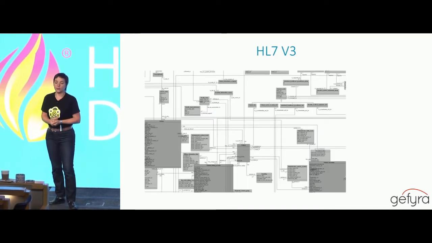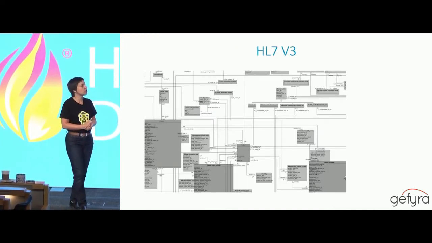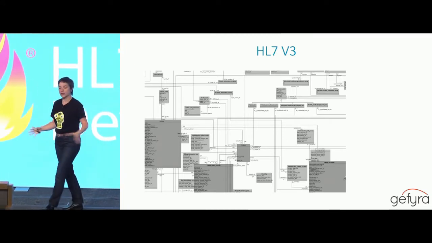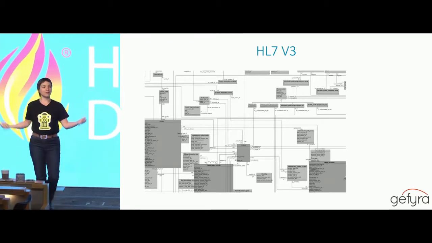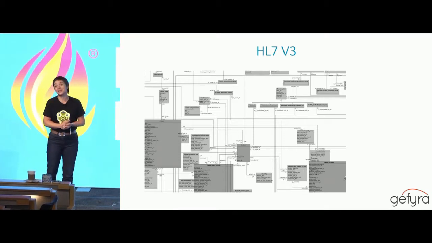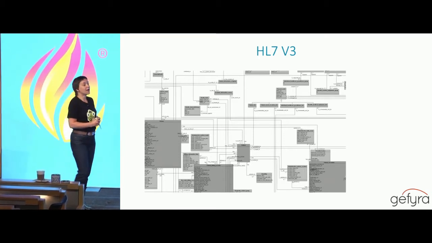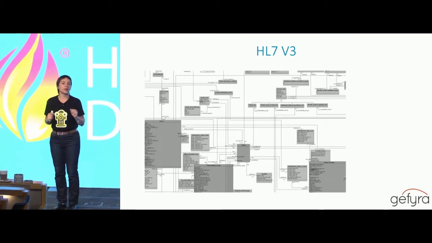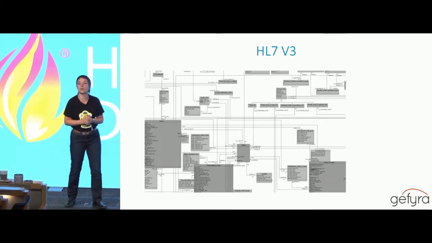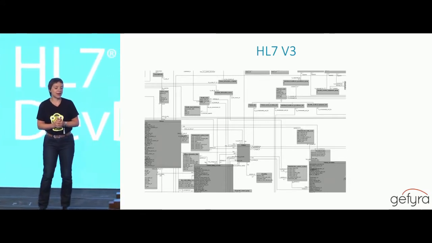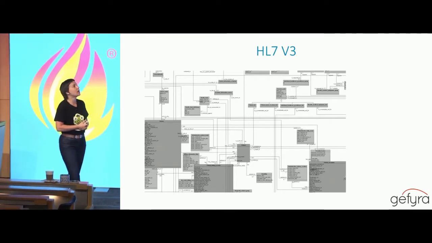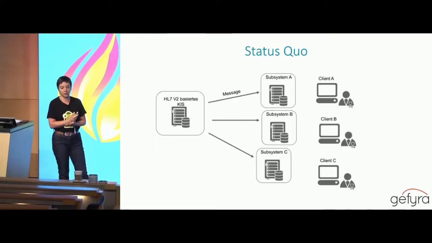HL7 version 3 is based on what we call the reference information model. That's basically an abstract model of all of healthcare. It's like the universal formula for everything in healthcare, and it's quite complicated. I've heard someone say that there are only 5 people in the world who actually understood version 3. I'm not sure if that's correct, but I'm pretty sure that I'm not one of them. So most implementers will have found it pretty difficult to implement HL7 version 3.